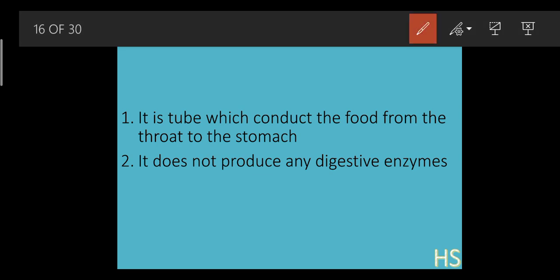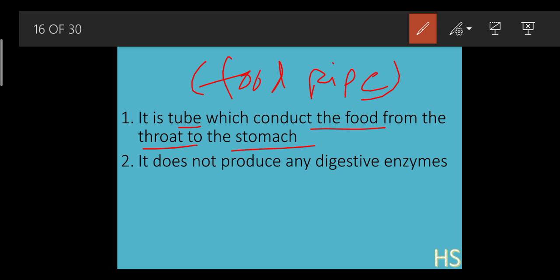So esophagus is popularly called the food pipe. It is the pipe through which the food enters, or through which it gets passed. So what is the esophagus? It's a kind of tube structure which helps to conduct the food from the throat to the stomach.